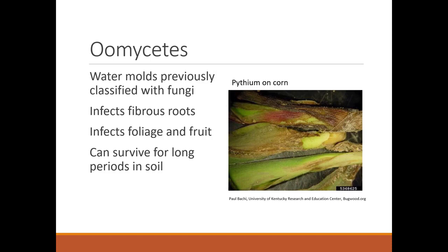So water molds were previously classified as fungi. You may still find some sources online that call it a fungus, but it's not. It infects fibrous roots, it infects foliage and fruit, and it can survive for long periods of time in the soil.